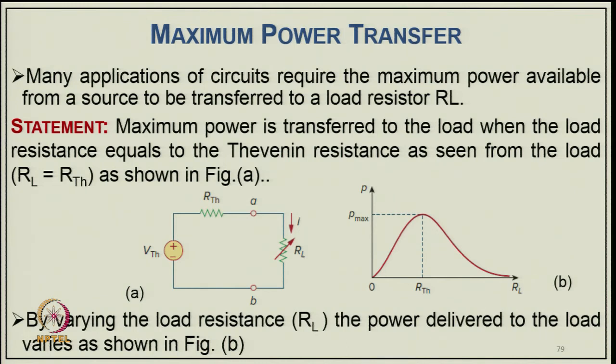So, if the load resistance is changed in such a manner that it equals the Thevenin resistance, then only will you be able to transfer the maximum power. So, this is the variation of RL; when it equals the Thevenin resistance, only then is the maximum power transferred to the load. So, by varying the load resistance, the power delivered to the load varies as shown in the figure here.